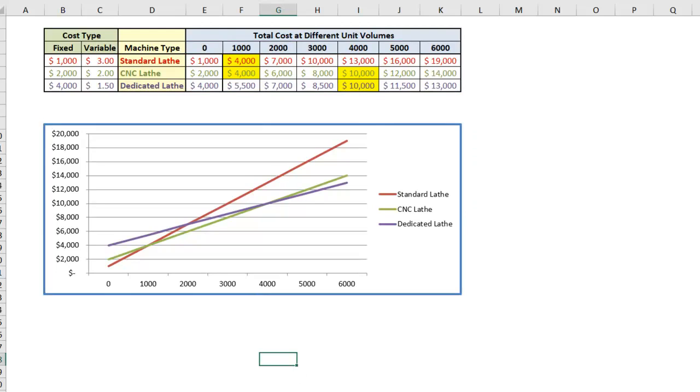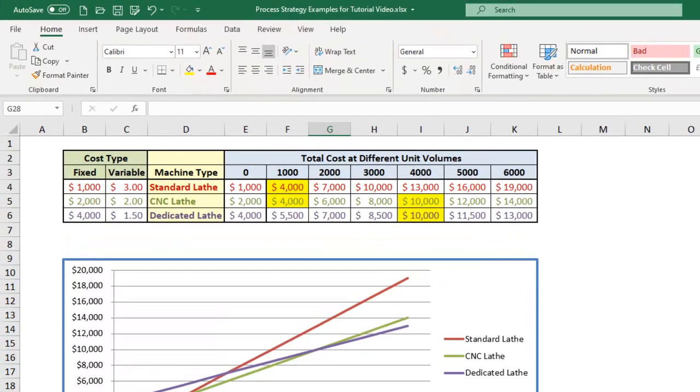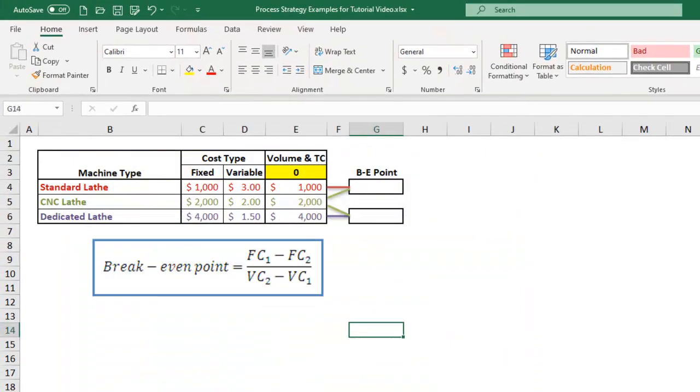Okay, well, let's move on to our next example. How do we determine the break-even point when we don't have such nice round numbers? Well, we are going to look at two methods. One is using a break-even equation, and the other is using goal-seek.